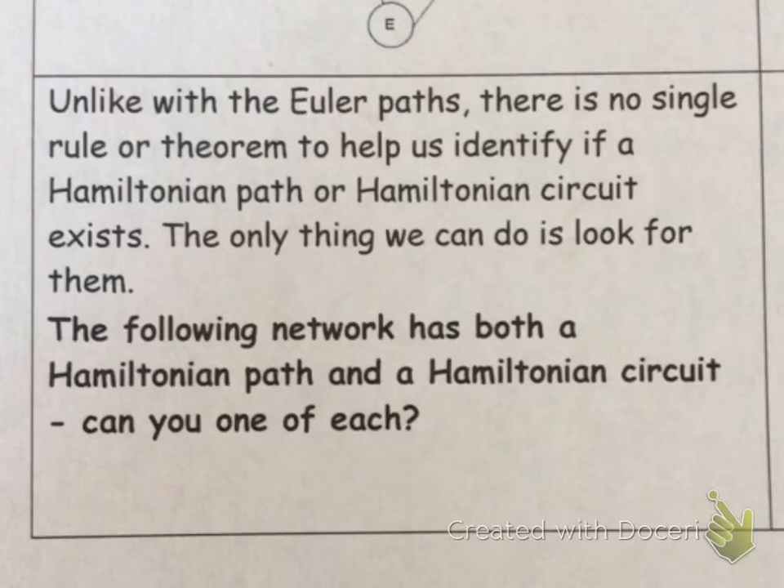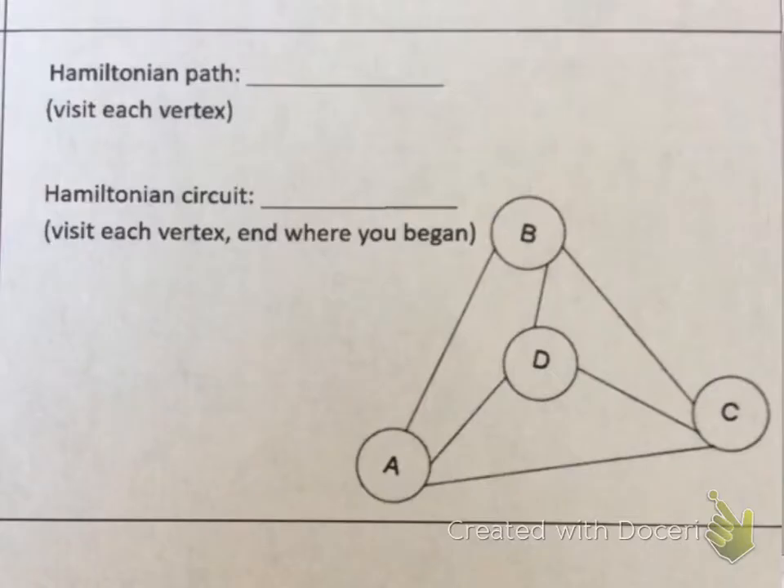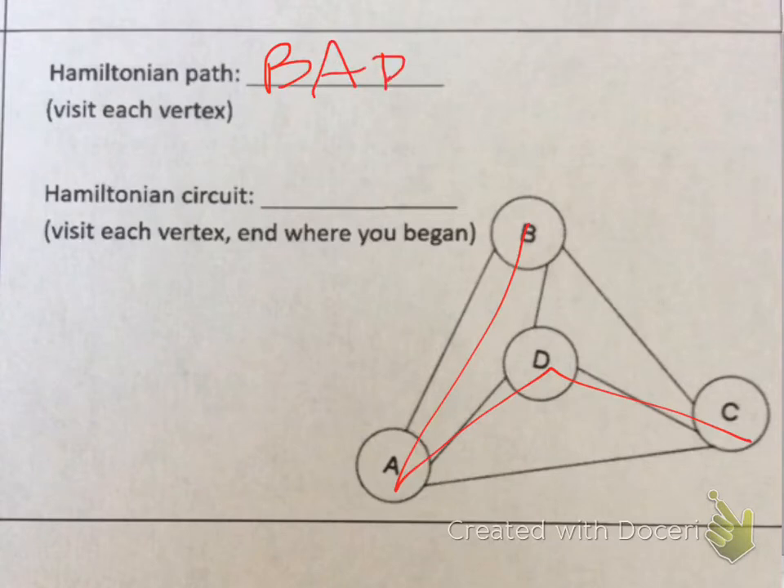The following network has both a Hamiltonian path and a Hamiltonian circuit. Can you find each? All right, so a path, again, does not have to begin and end in the same spot. So lots of paths. I could go this path right here. I can go B, A, D, C. Now, that's just one path. You could have picked a different one very easily.